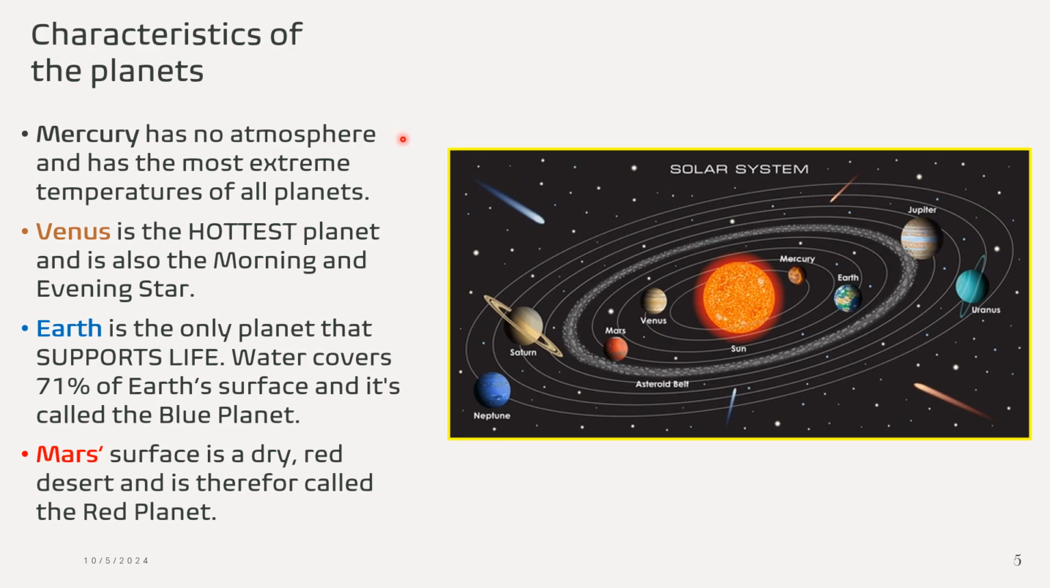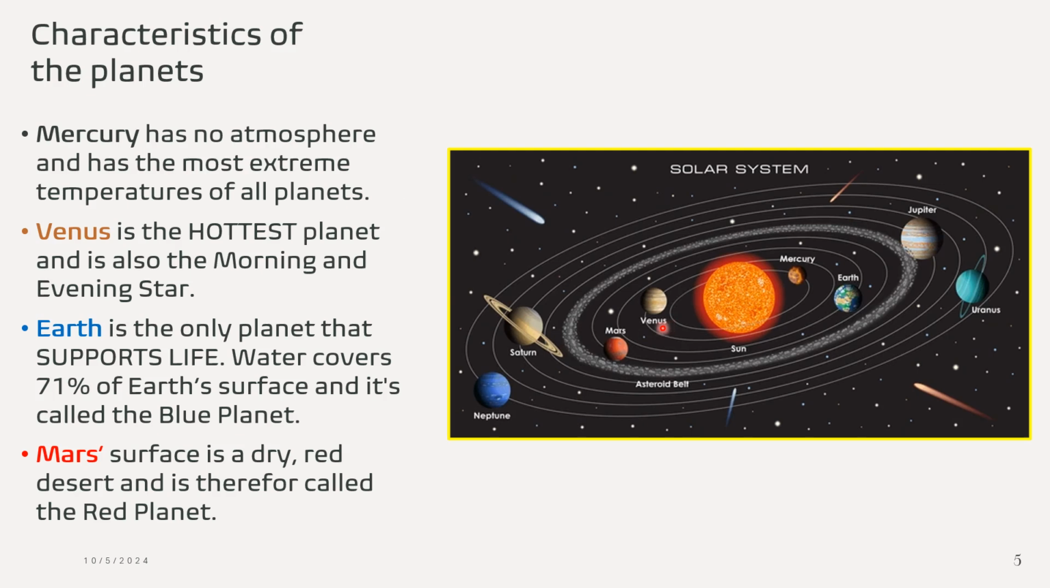Now I'm going to very shortly highlight one property of each planet that you must know. If we look at Mercury, the very first planet closest to the sun, it has basically no atmosphere. And it has very extreme temperatures. It's either very hot or very cold on Mercury, and that is the planet with the most extreme temperatures of all the planets.